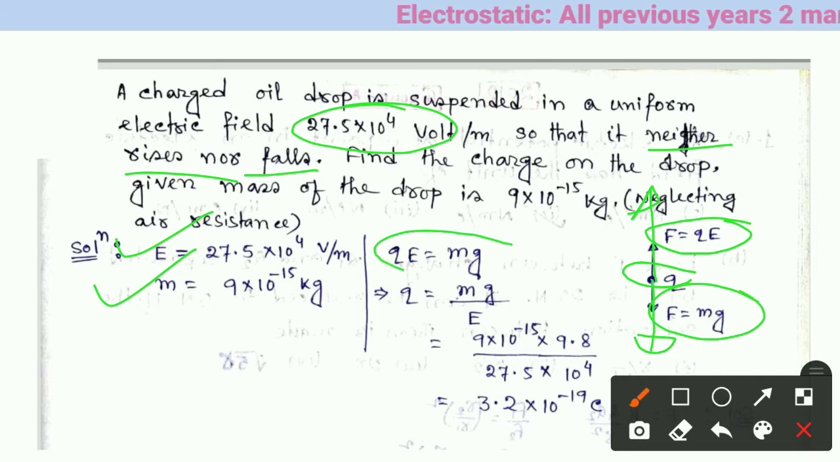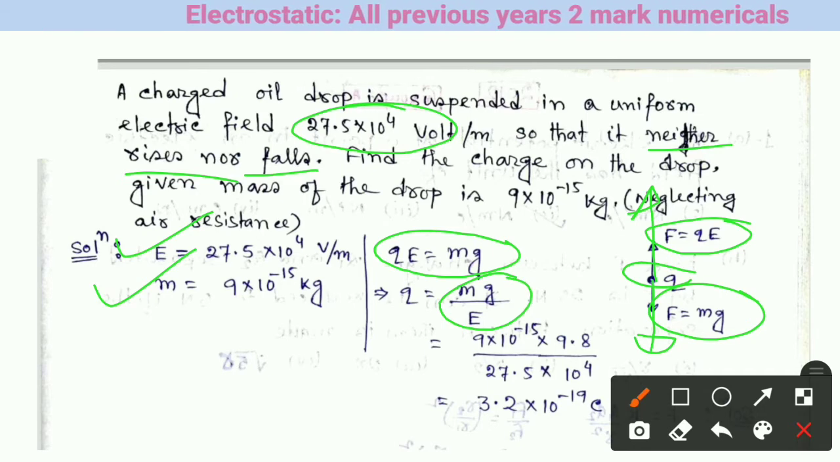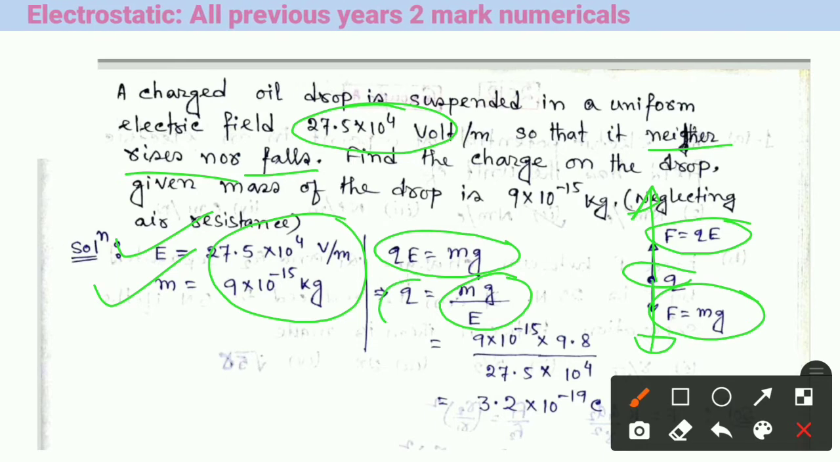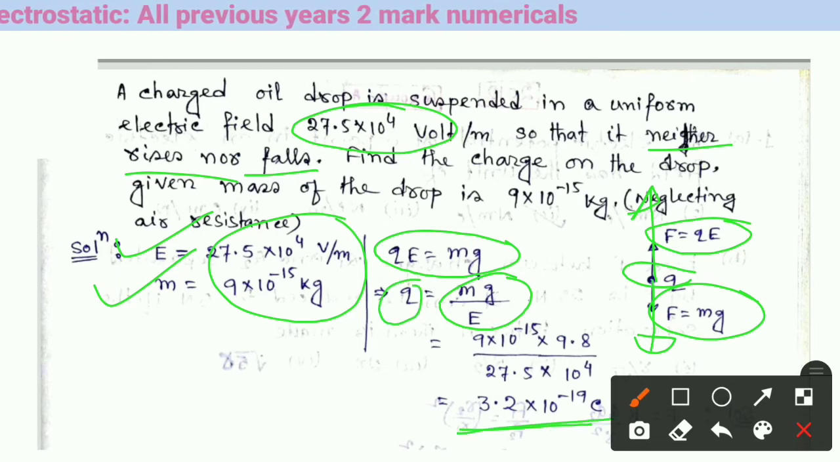So we get the equation qE equals mg. From that equation we can easily find q equals mg divided by E. Now putting in all the values of E and m, we easily find the value of q, which is 3.2 into 10 to the power minus 19 coulomb.